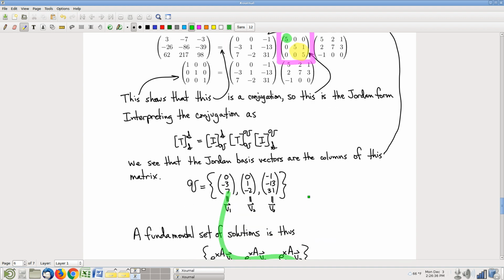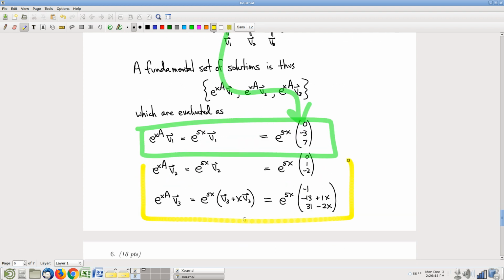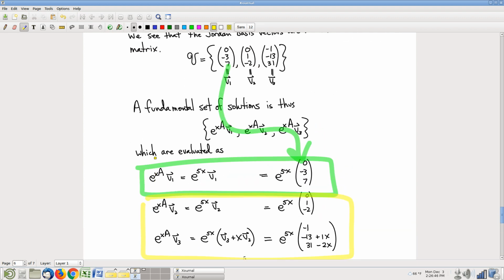And for this 2x2 block involving vectors V2 and V3, therefore, we get these formulas involving V2 and V3. And it's just a bunch of plugging in. Everybody okay? Okay. All right.